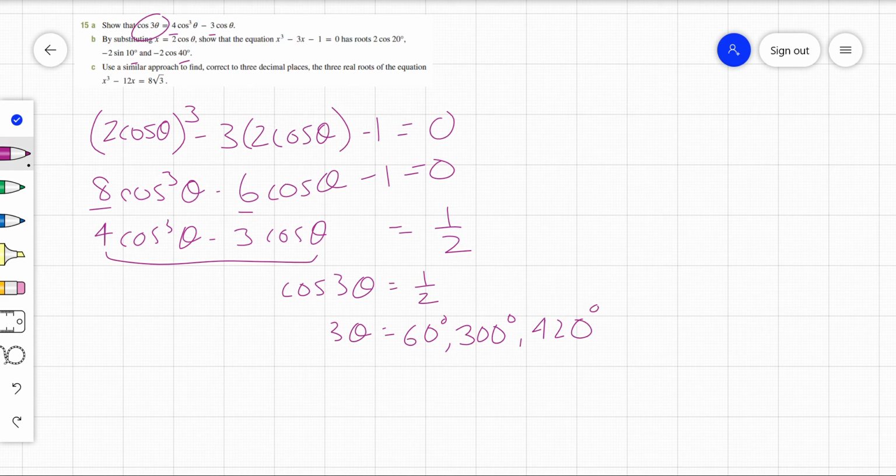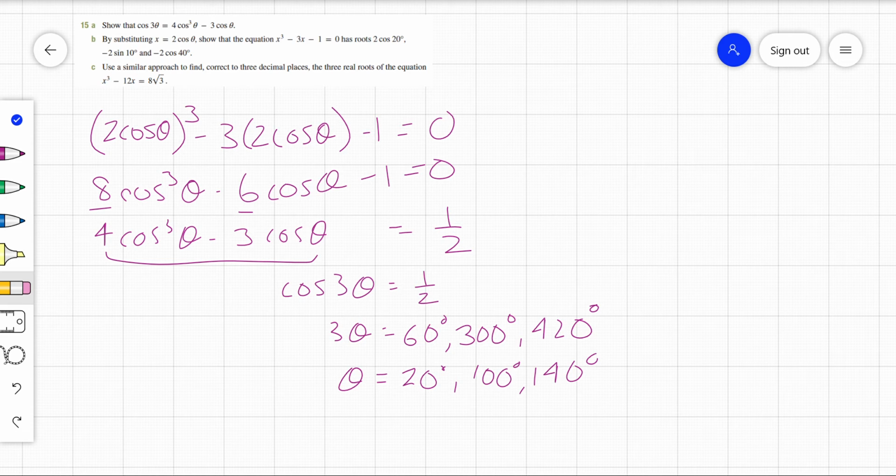I can see I want 3. And cos is positive, so we want the first quadrant, fourth quadrant, and back to the first quadrant. Alright, that will mean θ equals, if I divide by 3, 20, 100, and 140. But remember, this is θ, and we are solving, as it says in the question.